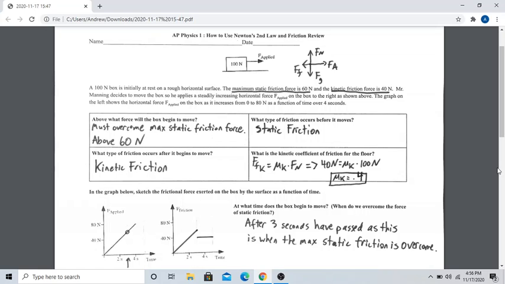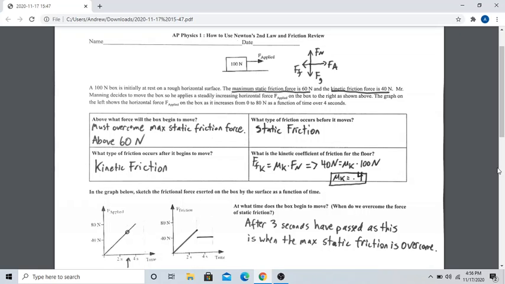Now, what that means is it tells you in the problem, it says the maximum static friction force is 60 newtons. So in order to get this box to start moving, we're going to have to pull with more than 60 newtons of force. All right? We got to overcome that static friction. The type of friction that occurs before it moves is static friction, because remember, static means not moving.